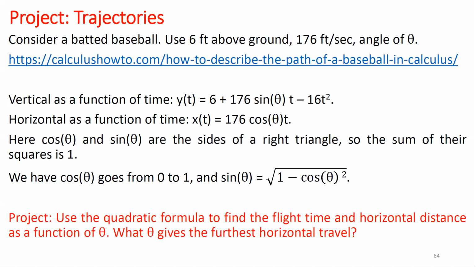And again, you don't need to really know all of trigonometry to do this. You just need to know that the sine of theta is the square root of 1 minus cosine squared theta, and you could plot this. Do you have any guess between 0 and 90 degrees, which angle gives you the greatest distance? What would you guess? 45. And 45 is correct, at least if there's no air resistance.